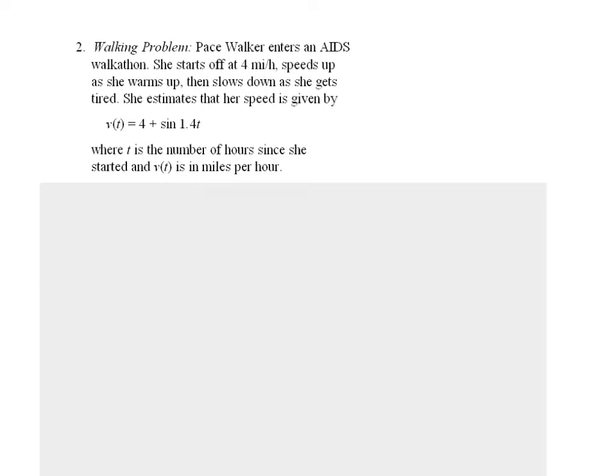Alrighty, so let's do this problem. Pace Walker enters an 8th walkathon. She starts off at 4 miles per hour, speeds up as she warms up, then slows down as she gets tired. She estimates that her speed is given by this equation right here, where t is the number of hours since she started and v is in miles per hour.